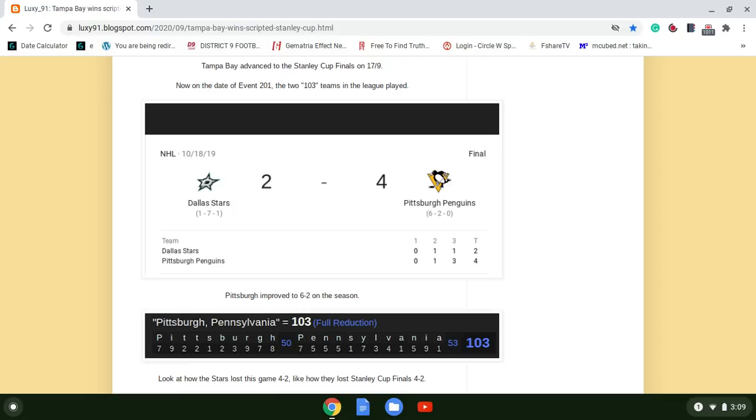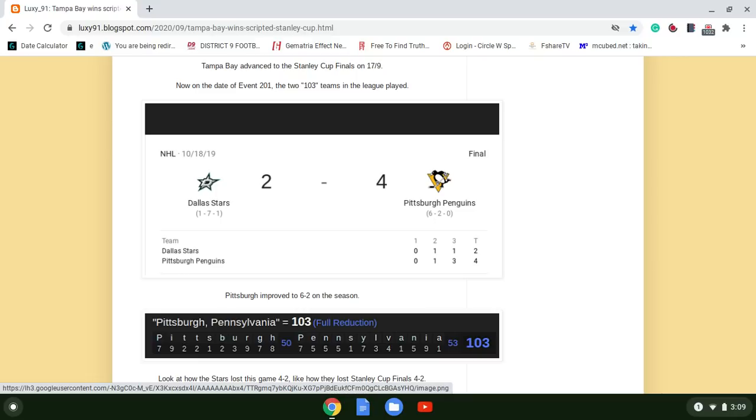We're going to get to that. Brayden Point, like I talked about before, he has the March 13th birthday, 3/13. 313 is the 65th prime number. But I want you to see how on this date the Dallas Stars and the Pittsburgh Penguins played in a game. And notice how the Pittsburgh Penguins became 6-2 on the season.